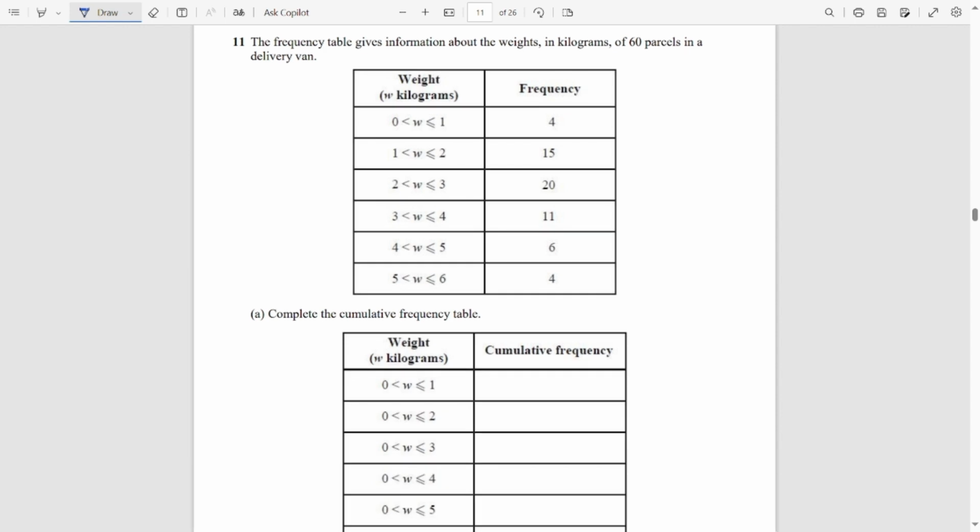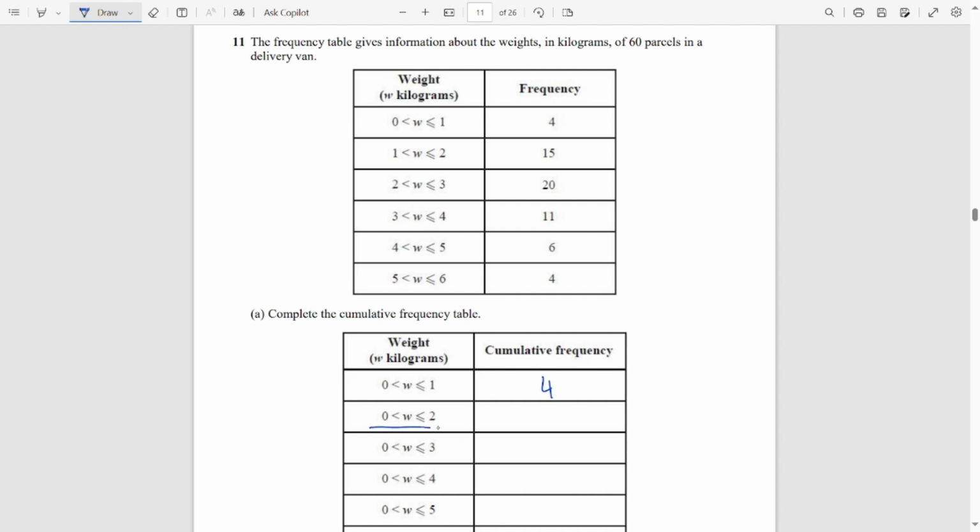Okay, this is a cumulative frequency table. First of all, they ask us to work out the cumulative frequency. So the cumulative frequency means that you add all of the previous frequencies. So between 0 and 1, we have 4 weights of parcels. So between 0 and 1 kilogram, there are 4 parcels in that weight. And so I can put that here.